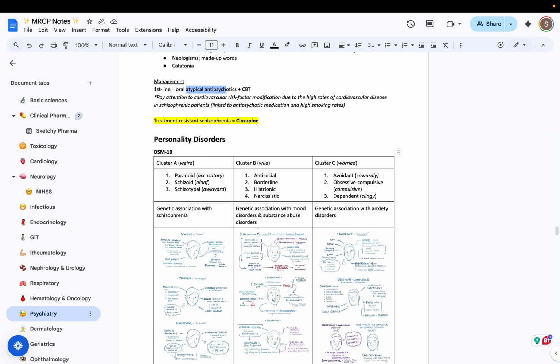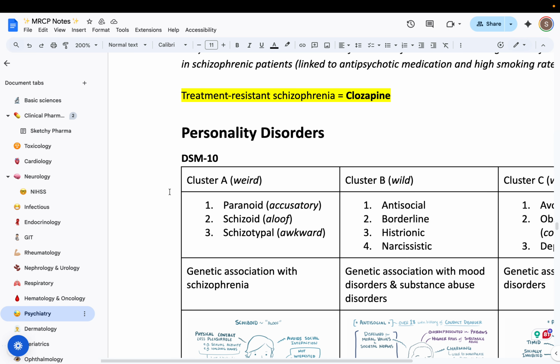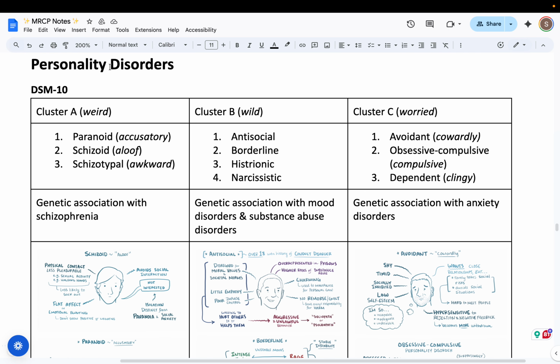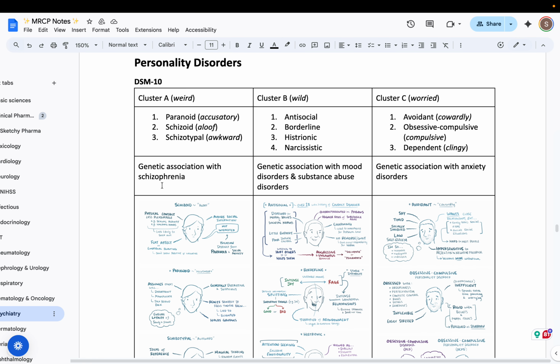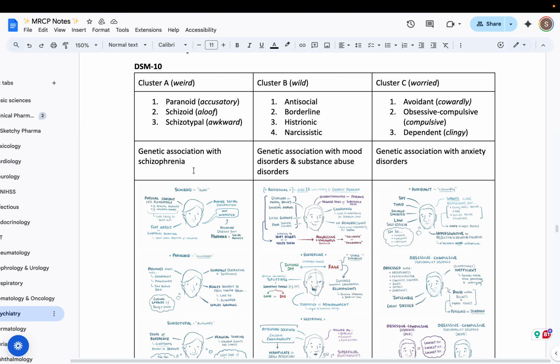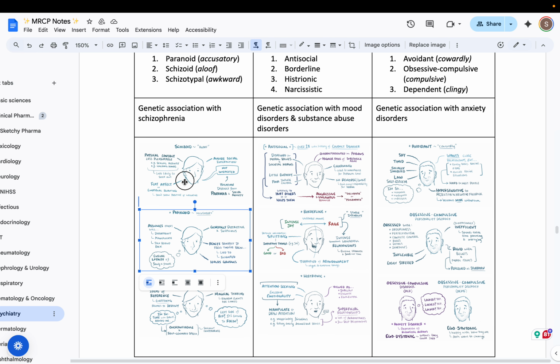Personality disorders. I'm just going to read this because I have to, but I don't know if it's important. There are 3 clusters: weird, wild, worried. The weird have an association with schizophrenia. There's schizoid, paranoid, and schizotypal.